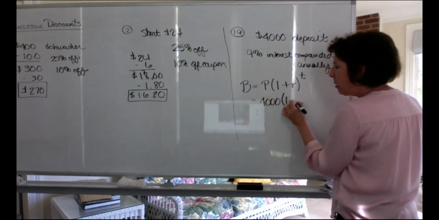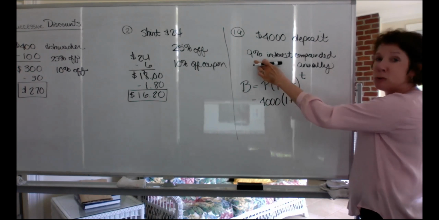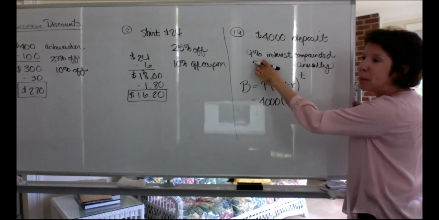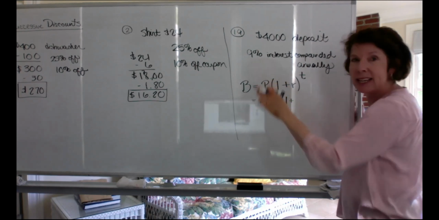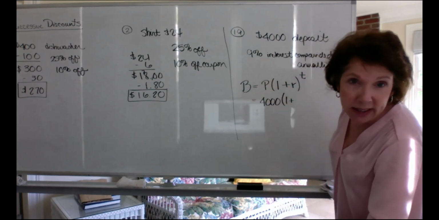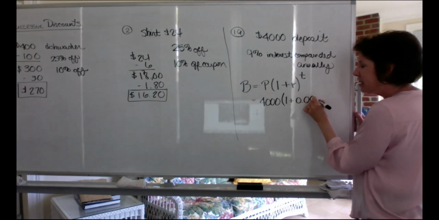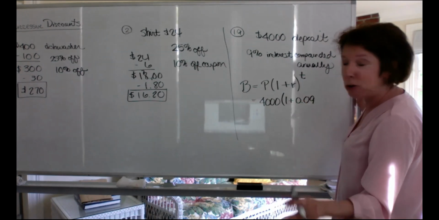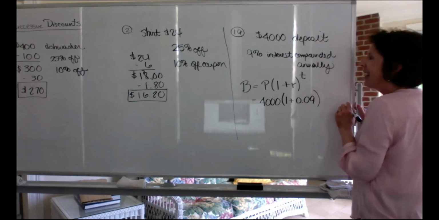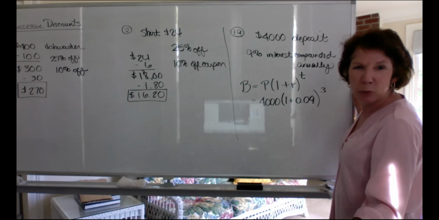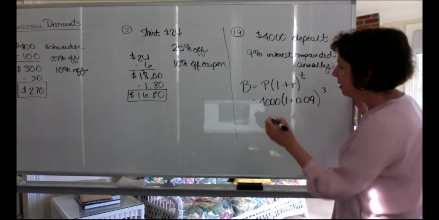I'm going to do 1 plus my rate of interest as a decimal. Do not put this in as the number 9. The number 9 is 900%. You have to write 9% as the decimal 0.09 or you're going to be in big trouble. Now, the number of years I want it in the bank to see my balance is 3 years, so 3 is my exponent.